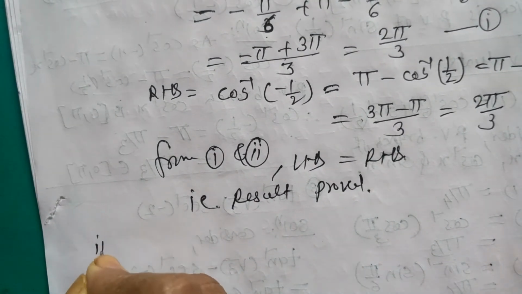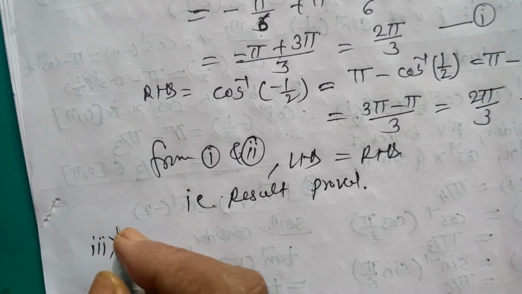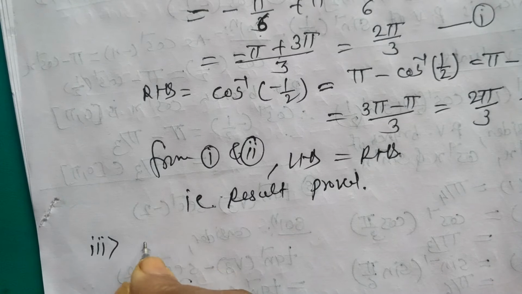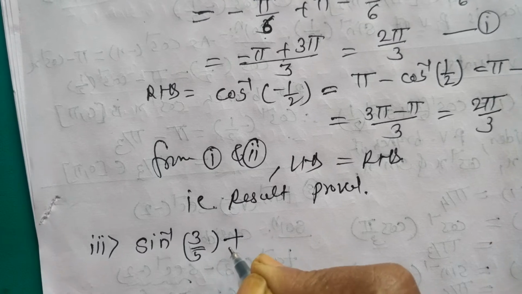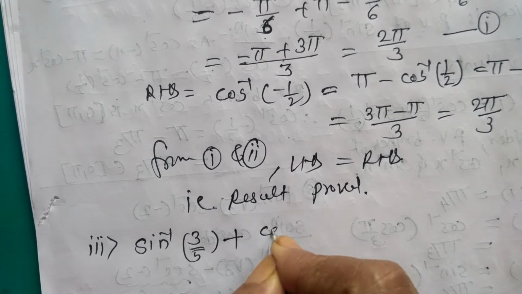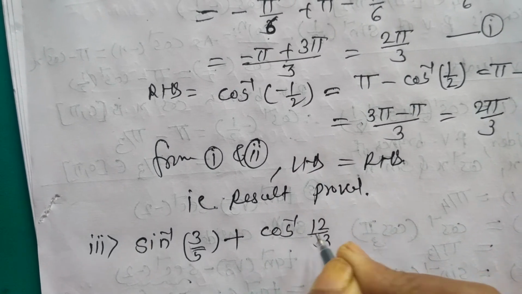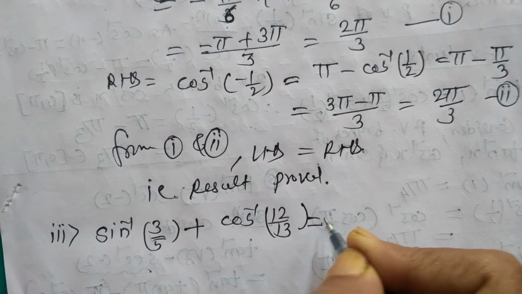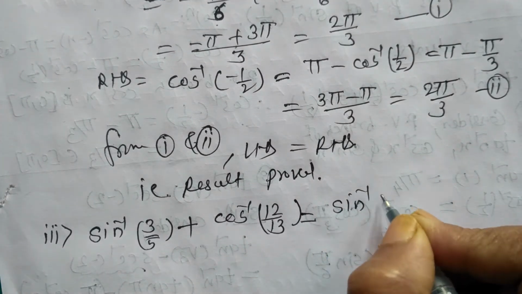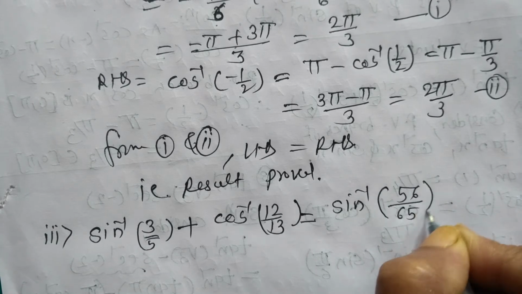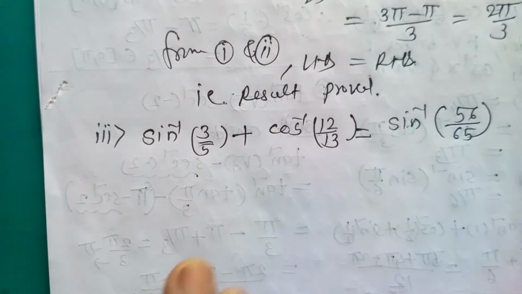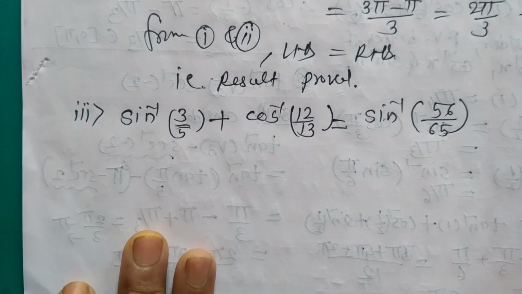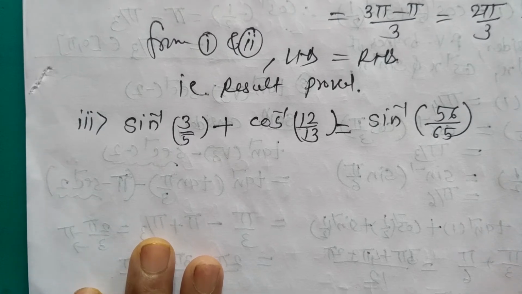Question number 3 is given: prove that sine inverse 3 by 5 plus cos inverse 12 by 13 is equal to sine inverse 56 by 65. A very important question, as we take the values for the corresponding inverse trigonometric functions. But here these values are not standard values.